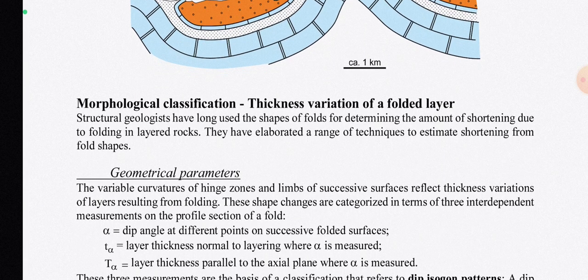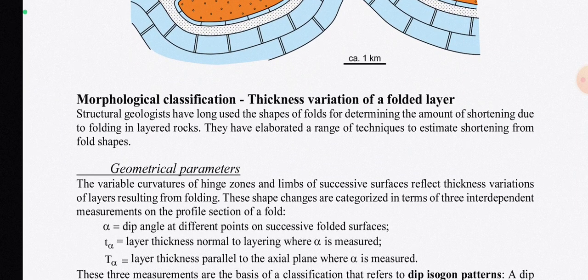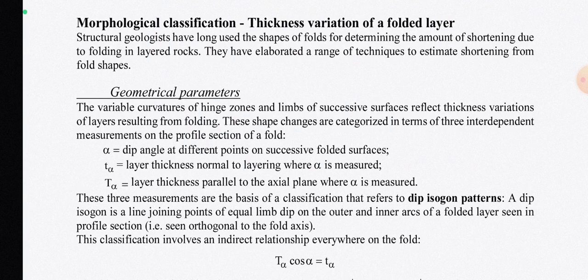Now morphological classification, thickness variation of a folded layer. Structural geologists have long used the shapes of folds for determining the amount of shortening due to folding in layered rocks. They have elaborated a range of techniques to estimate shortening from fold shapes.